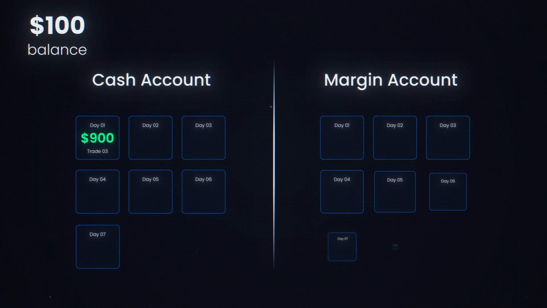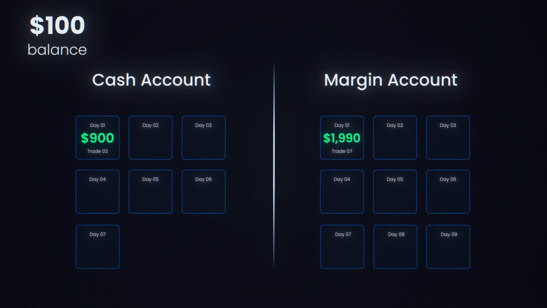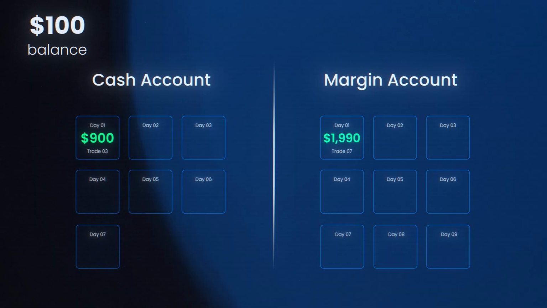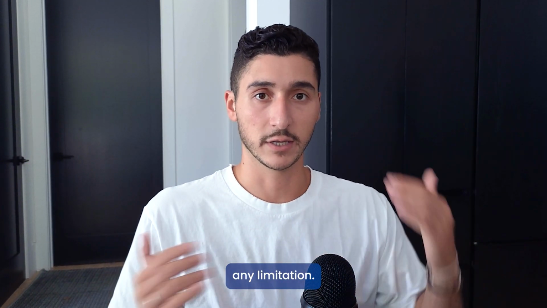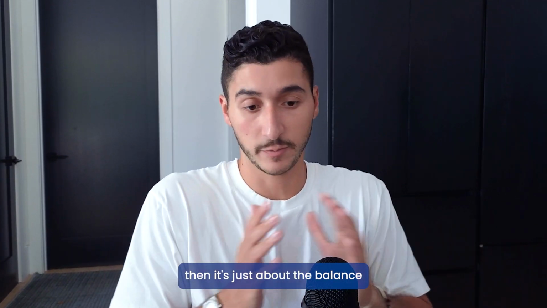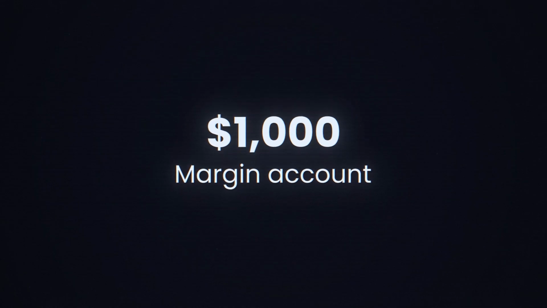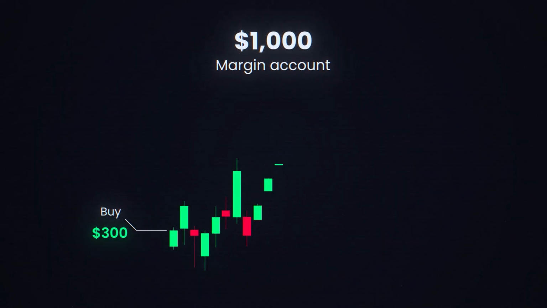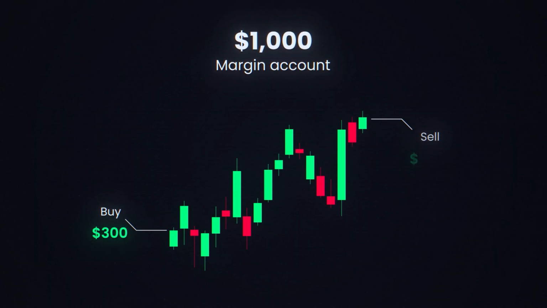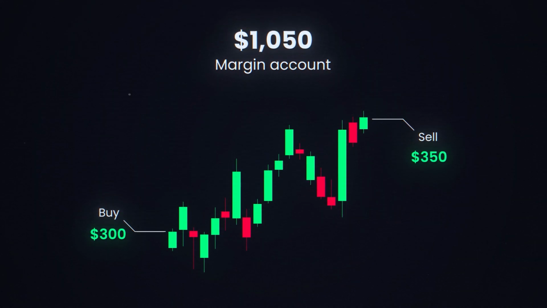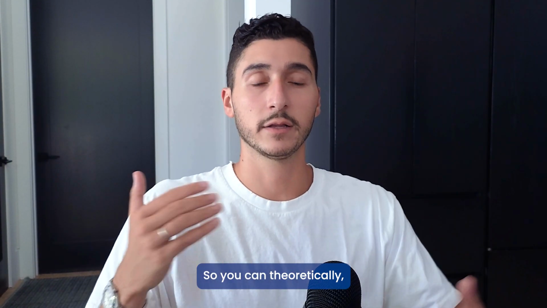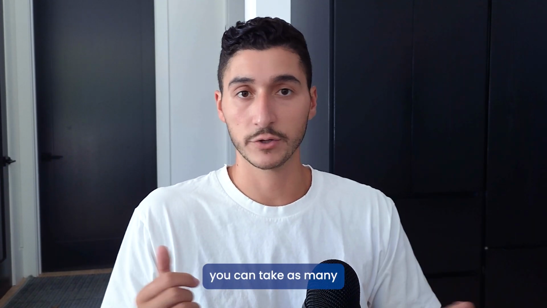Whereas with a margin account, you have the ability to take as many trades as you want. Obviously, if you're making money, then you don't have any limitation. But if you're losing money, then it's just about the balance. So in the example with a margin account, if you start with $1,000, you take a $300 trade, and you close it out, let's say you made $50 on it. Now you have $1,050 to trade again. So theoretically, if you make or lose just a few dollars, you can take as many trades as you want.